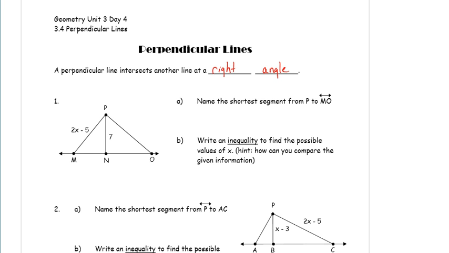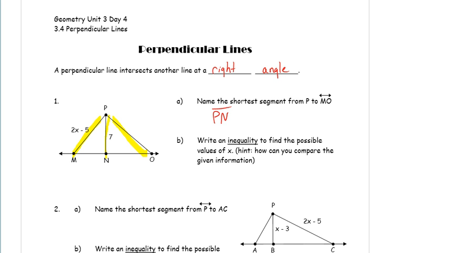Okay, so if we look at a picture like this, a little diagram, we want to name the shortest segment from P to MO. So we have three choices. Is it this, or this? Well, if you look at it, and you probably already knew this, PN has to be the shortest one. It's the most direct route.